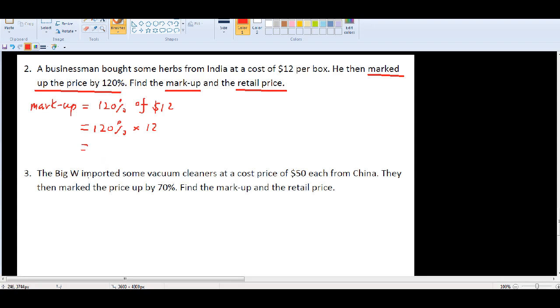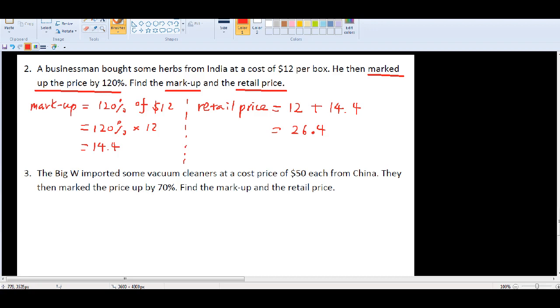Okay, after using that calculator, you will have 14.4. So that will be the markup. Okay, so how could we find the retail price? Retail price would be the cost price, $12, plus the markup. So that means the retail price is 26.4.